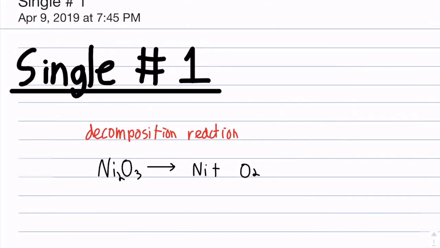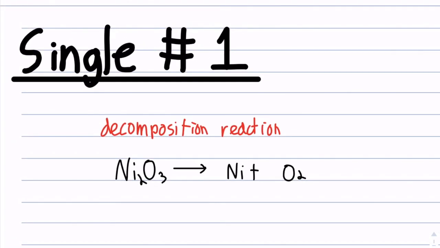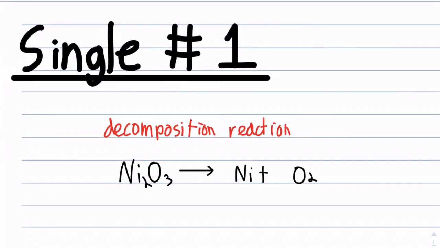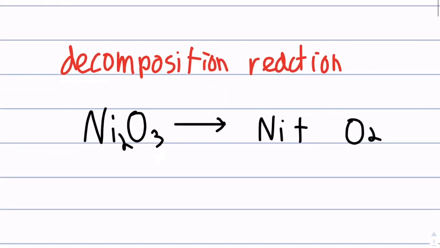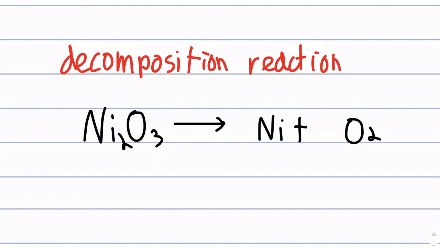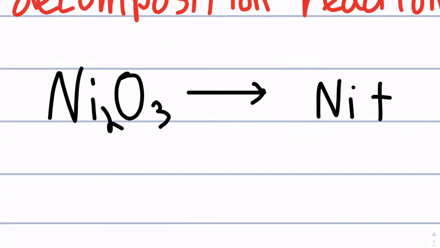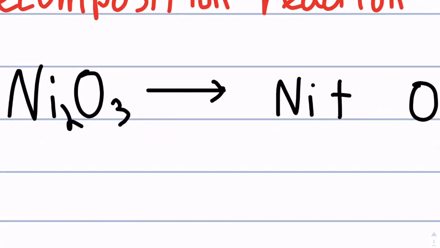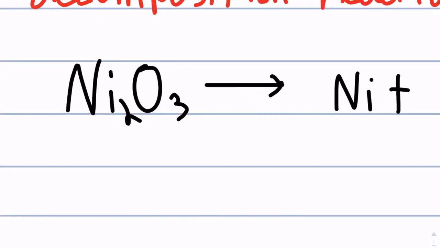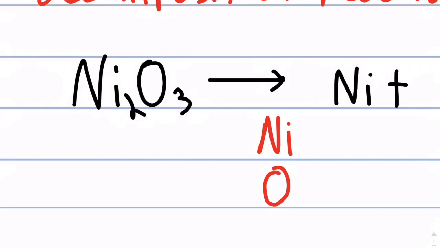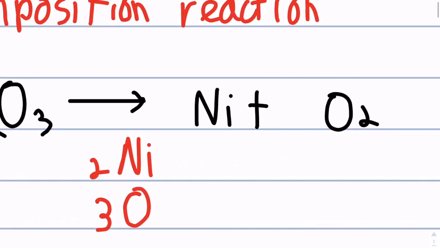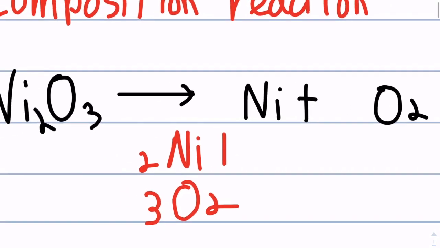All right, so this is the single one. The first equation I have here is a decomposition reaction because the reactants break down at the end. So in order to balance this, first list the reactants. So you have Ni and O, and then you have 2Ni and 3O on the left side, and then on the right side you have 1Ni and 2O.